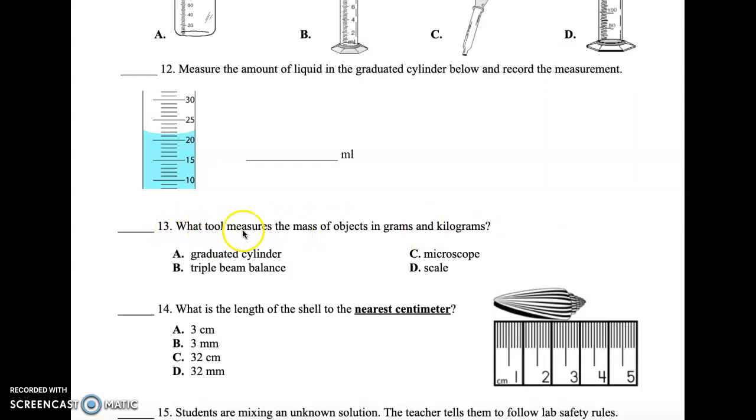Number 13. What tool measures the mass of objects in grams and kilograms? A, graduated cylinder. B, triple beam balance. C, microscope. Or D, scale.